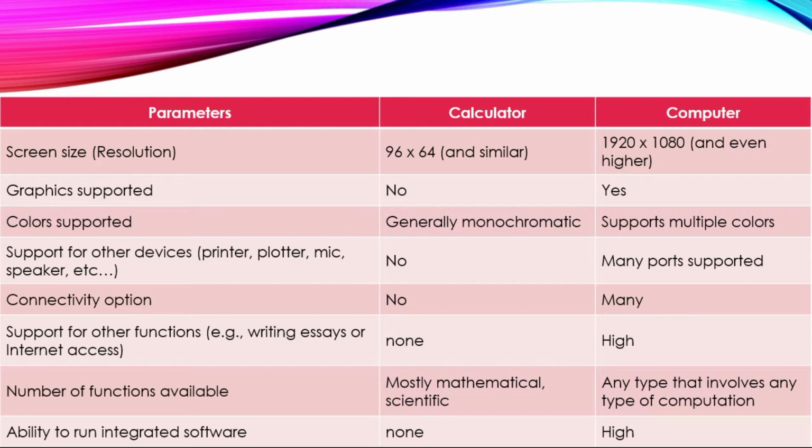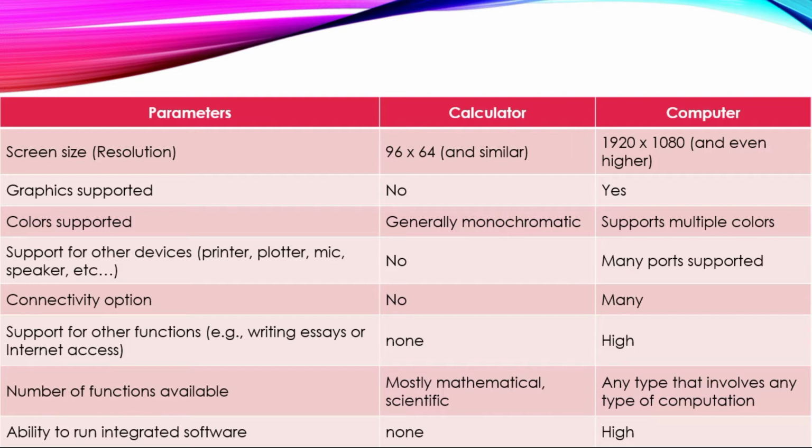Second point is graphics supported. Calculator does not support any graphics, whereas a computer does. Third is your color support. Calculator was generally monochromatic. Monochromatic means, mono means one. So only one color it had. Whereas your computer supports multiple colors.